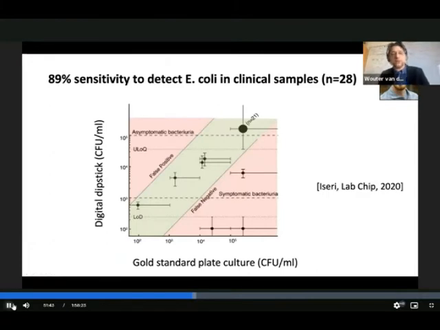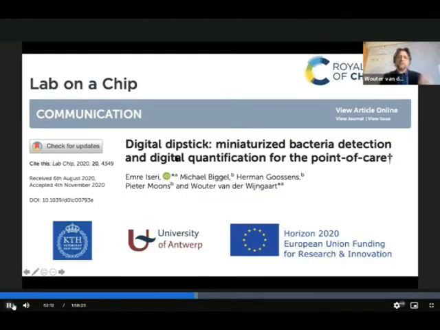We then went to the hospital and tested our dipstick with real clinical samples, and we could show here, this is the gold standard on the x-axis. On the x-axis is the gold standard measured, and this is with the digital dipstick, and we hope, of course, to find a perfect match, and we see that 25 out of 28 samples were positive, and 3 were false negatives. So we have, at the moment, in our lab testing already, an 89% sensitivity. This was work together with the University Hospital of Antwerp, the group of Professor Herman Goossens.